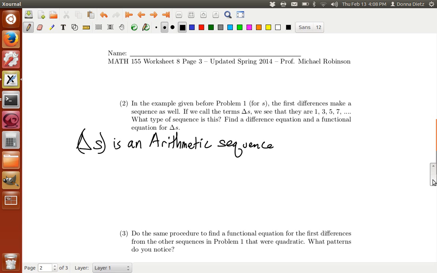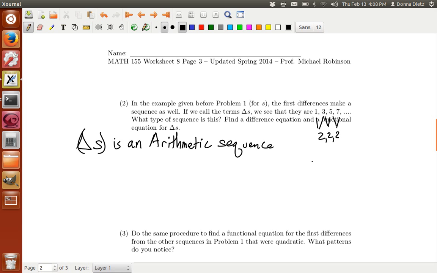Okay, so what kind of sequence? Find a difference equation for it. Well, here are these: 1, 3, 5, 7. That's an arithmetic sequence. What's the difference between these two terms? 3 minus 1 is 2. 5 minus 3 is 2. 7 minus 5 is also 2, right? Each of these differences are 2.